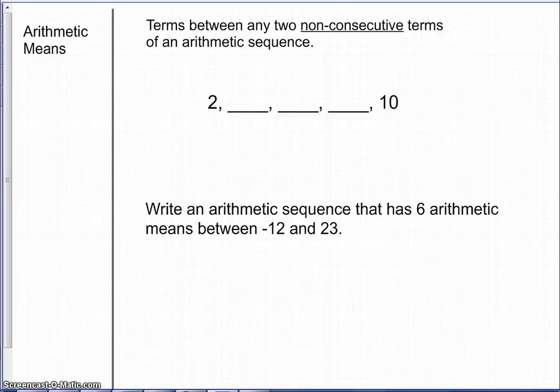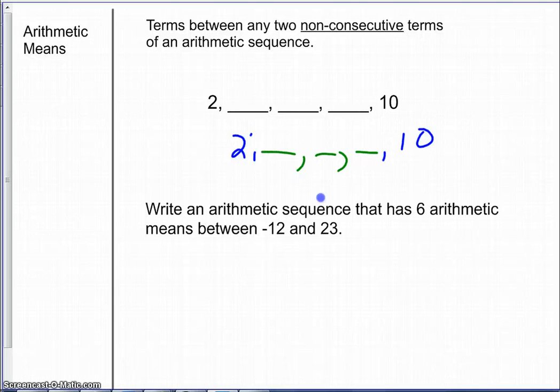The last topic we have is arithmetic means. These are the terms between any two non-consecutive terms of an arithmetic sequence. In other words, consecutive would be if you had them in order, like 2, 4, 6, my easiest one. So basically it's like I took a sequence and asked, what were the values in between?